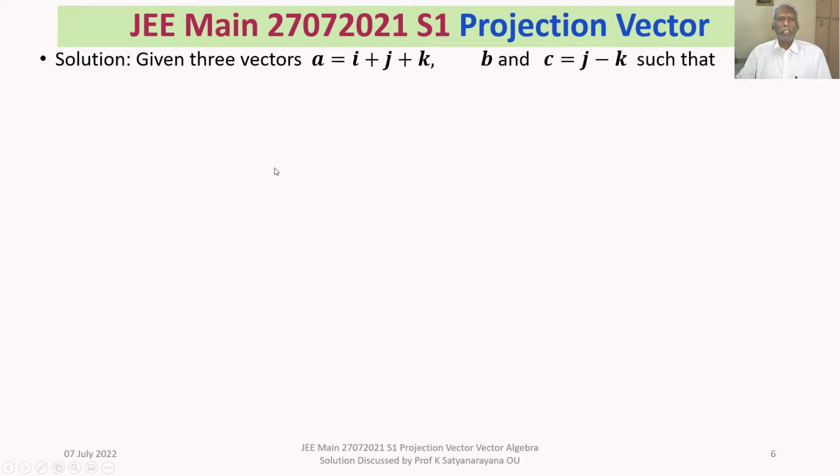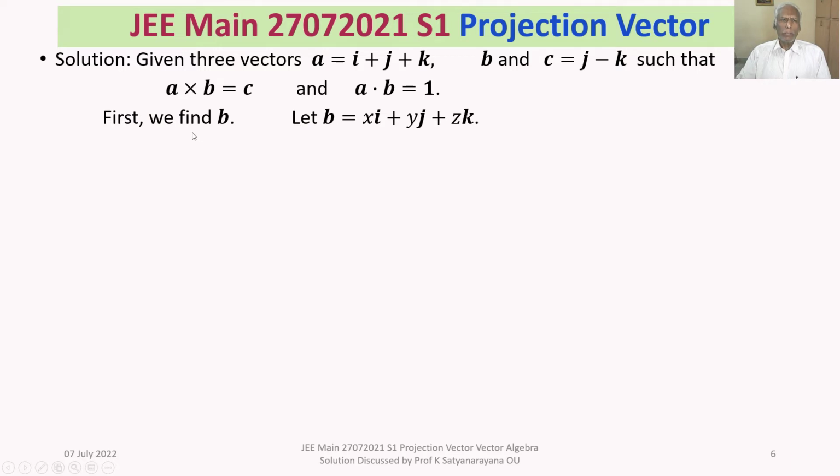We are given three vectors A, B, C, where A is i plus j plus k and vector C is j minus k, and the vector B is not given, but we have to find it using A cross B is equal to C and A dot B is equal to 1. Now first we want to find the vector B. Let B is equal to xi plus yj plus zk. We first use A cross B is equal to C.